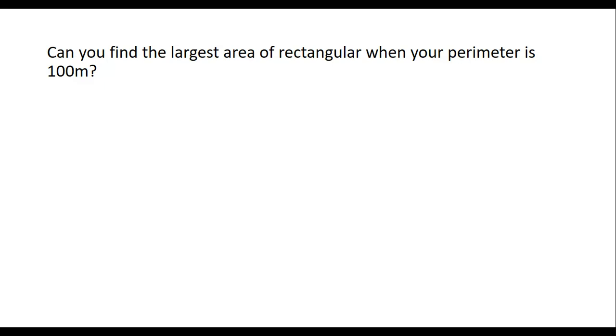Let's say you want to find the largest area of a rectangle, and you know that you have a perimeter of 100 meters. Put all together, this is a simplified question, and you need to find the x and also the y, the largest area. So how can you even start?